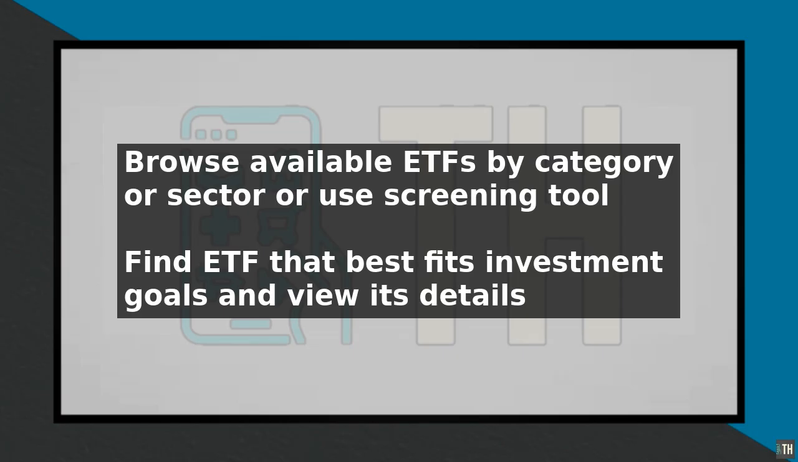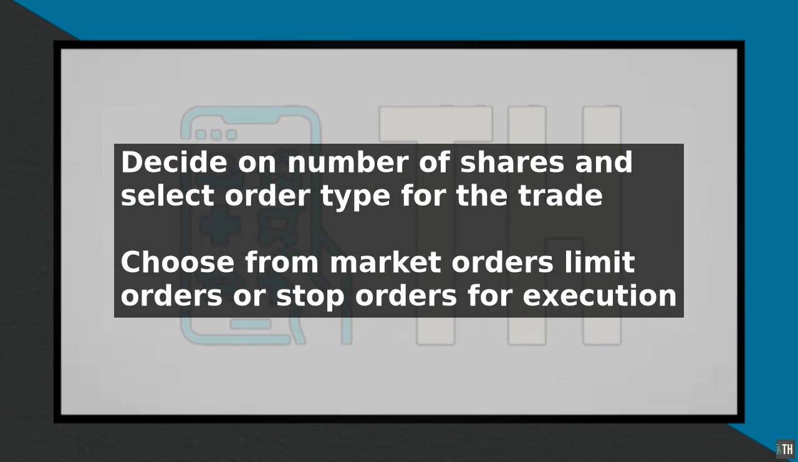Enter the number of shares you want to buy and review your order to make sure everything is correct. You can also set a stop loss or take profit order to automatically sell your ETF if it reaches a certain price. When you are ready, click the Submit button to execute the trade.